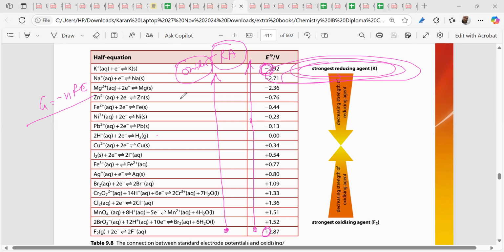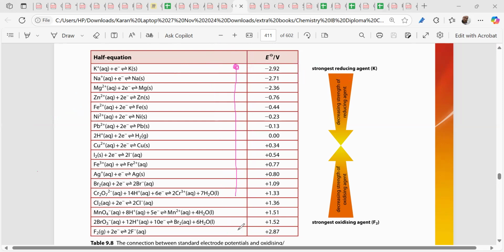Now, if you go from the top to the bottom, this is a star question which has been asked in boards. If you go from top to bottom, the positive value increases. Means what? G is equal to minus NFE. The positive value increases, which means the spontaneity of a reduction increases. So they will be powerful in reduction, which means they will behave as a strong oxidizing agent, OA. I told you the opposite. The gain of electrons is reduction, oxidizing agent. Do you get my point? It's a very important point we have to understand.